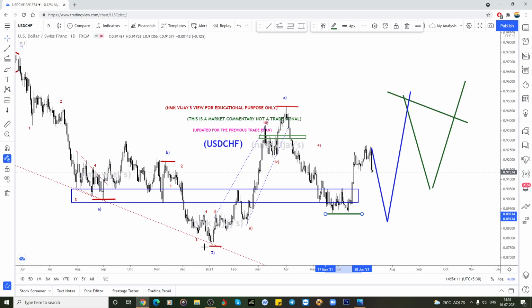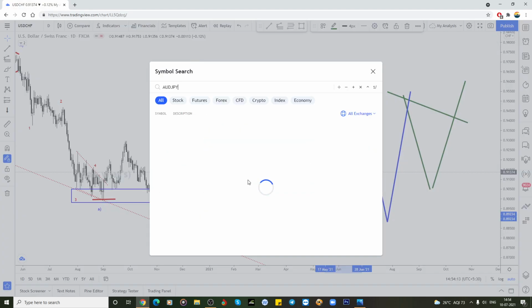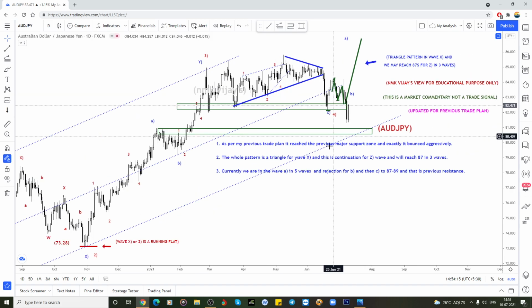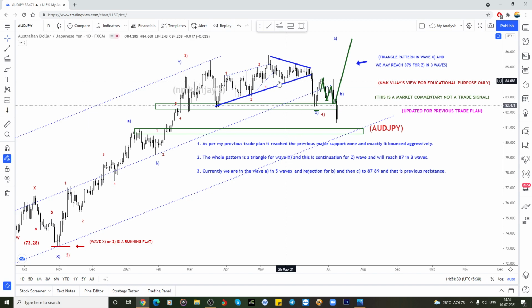Okay, let's move on to the minor currencies. AUD JPY. See what I said, AUD JPY. So this could be previous, what I said is an X. So A, B, C, it could be a Z wave. I'm looking for the target of 87. But what happened? For the last 2 weeks, I have changed the count.